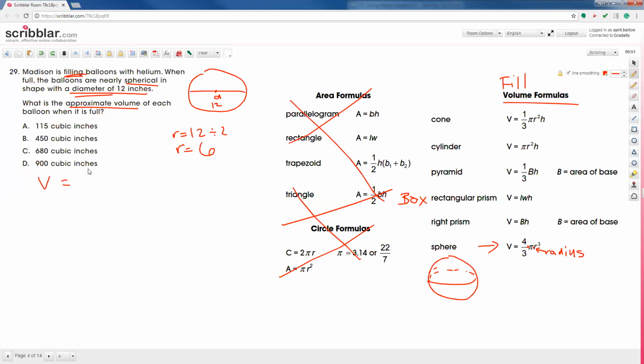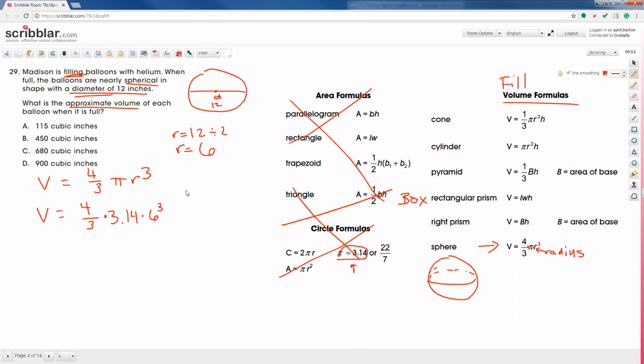So our formula is the 4/3 pi r cubed. So this means 4/3 times pi. Pi, they told us it's over in circle, but if you ever forget what pi is, go to the circle part of the formula sheet. It's 3.14 times radius cubed, so times 6 to the third. So to the third power, that would be 6 times 6 times 6. We'd use 3 of them.